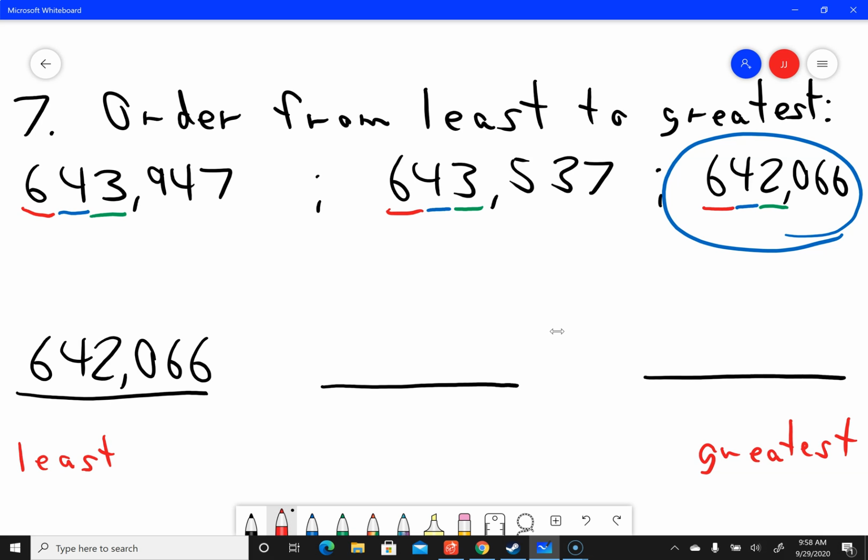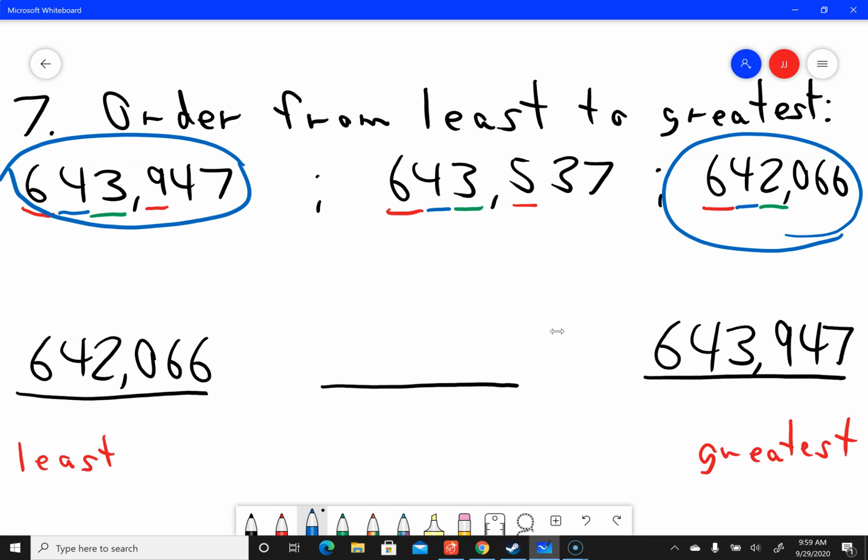So since I have 2 more numbers to look at, I'm going to ignore this one over here from now on because I already used it, okay? I'm going to underline the hundreds place, a 9 and a 5. Oh, there I got it. 9 is greater than 5. That means this number here will be the greatest number. I can put that one right over here in the greatest spot, 643,947, because the 9 is bigger than 5. So I use that one.